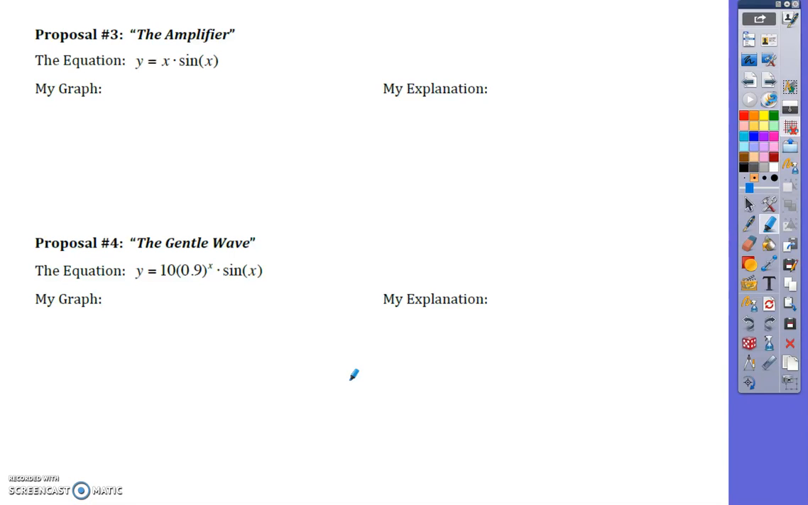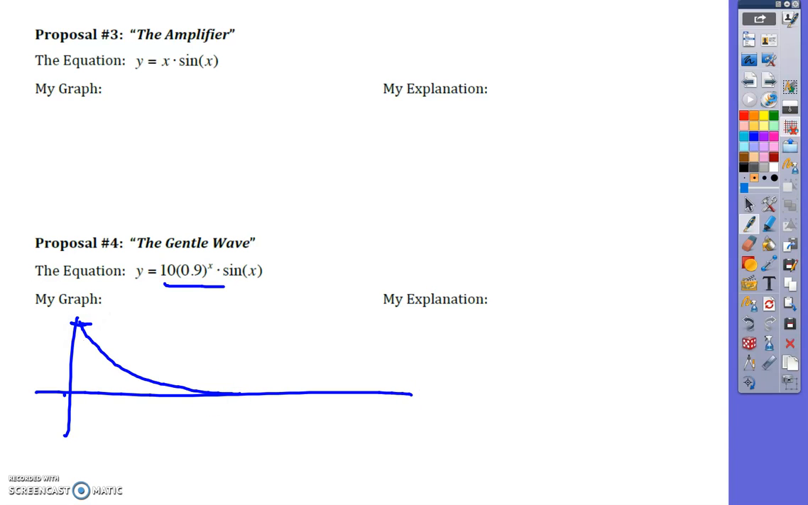The gentle wave. So the gentle wave, we've got this exponential function here, which I recognize as exponential decay. And why is it decay? Maybe you don't remember that word from when we were in Math 1, but because we've got a number smaller than 1 here, that means it's decreasing. So this would graph something like starting at 10, going down like that. So let's go ahead and do this one. This one starts at 10 and decays. And then we've got our sine wave doing this. So what do you think happens?